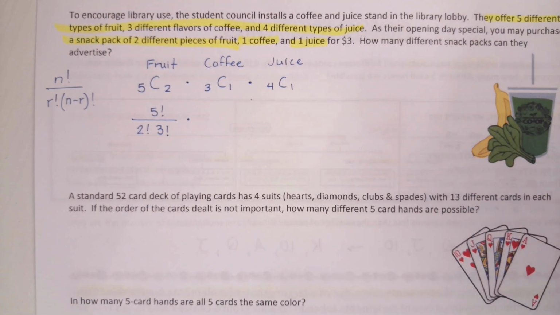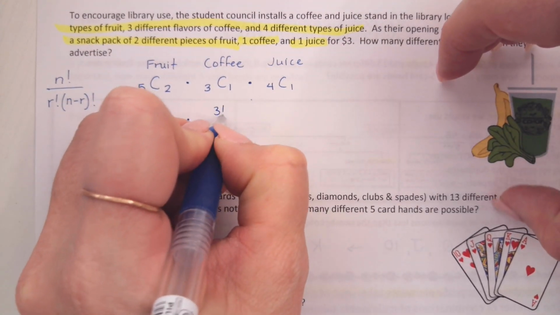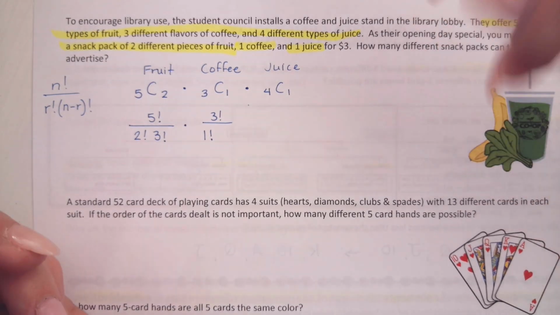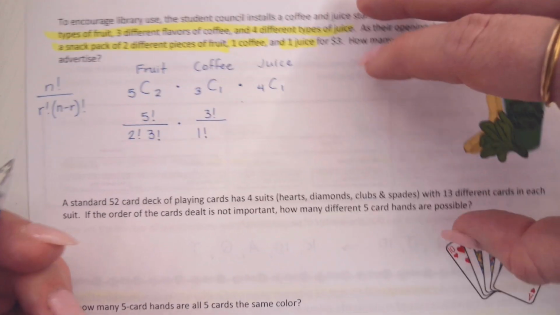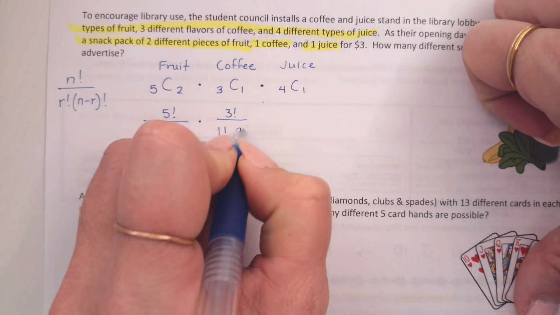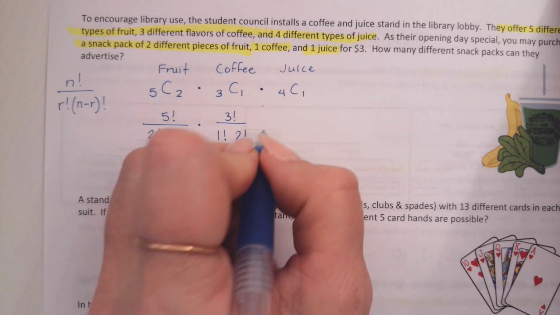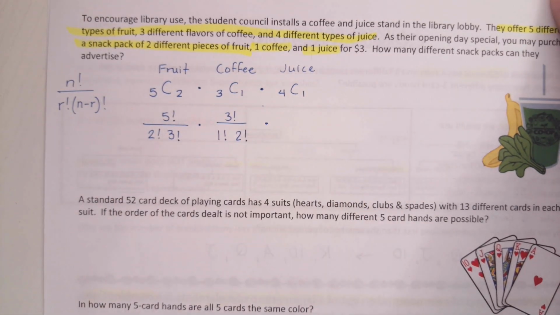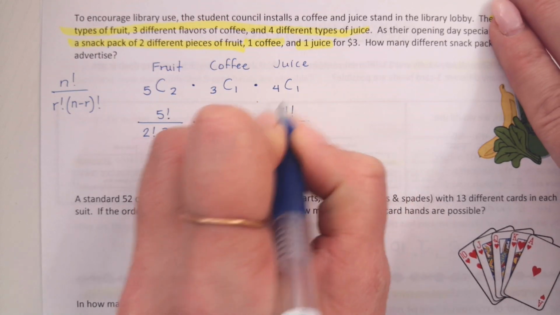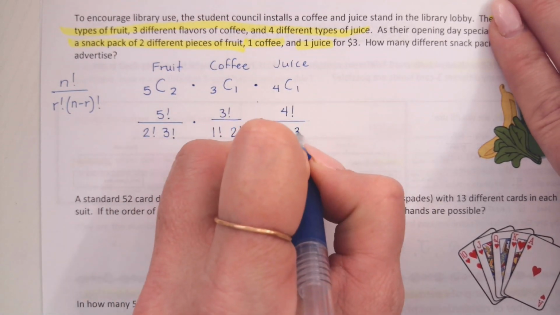And then for the second one, what's going to be on the top? 3 factorial. And then on the bottom, we'll have 1 factorial, which is just 1. If you want to write it, you can. If you don't, it's up to you. And then we'll have 3 minus 1, which is 2 factorial, which again, 2 factorial is just 2, because it's 2 times 1. And then for the last one, what's going to be on the top? 4 factorial. And then on the bottom, we'll have our r, which is 1 factorial, and our 4 minus 1, which is 3 factorial.